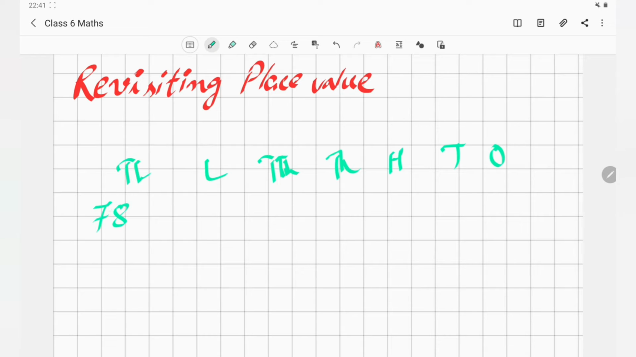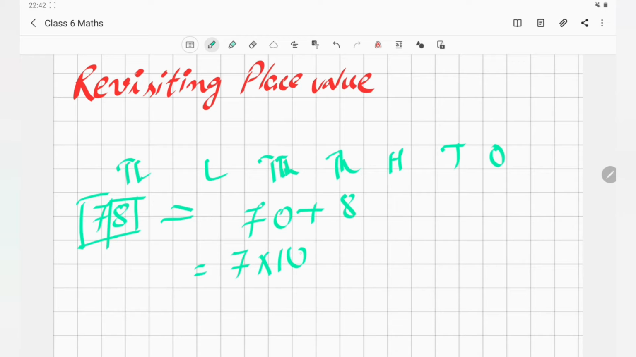Expansion of 78, how do you write it? So it has ones, tens, right? 7 is at tens place, 8 is at ones place. How do we go about writing it? We write it as 70 plus 8, or we can write it as 7 into 10 plus 8 into 1, right? 8 is at ones place, so you multiply it by 1, and 7 is at tens place, so you multiply it by 10.